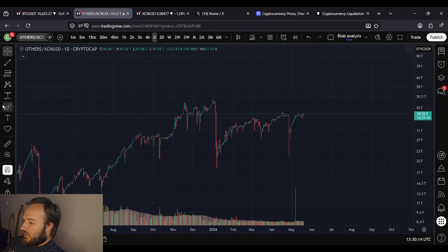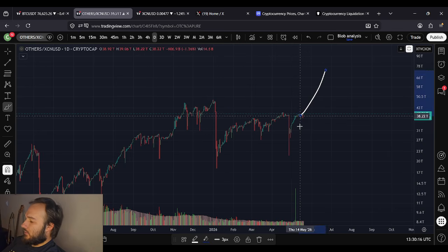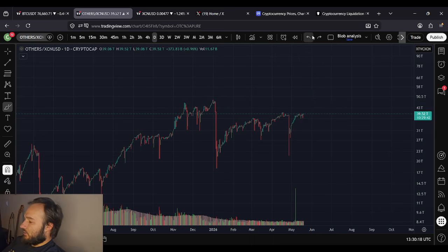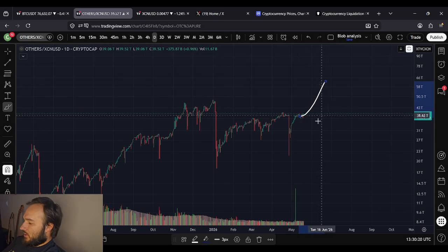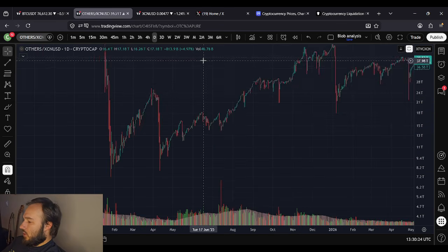So this is others relative to OnyxCoin. If this moves up, that's bearish for OnyxCoin. It's not necessarily bearish, but it means altcoins are outperforming OnyxCoin. If this moves down, that means OnyxCoin is outperforming altcoins.